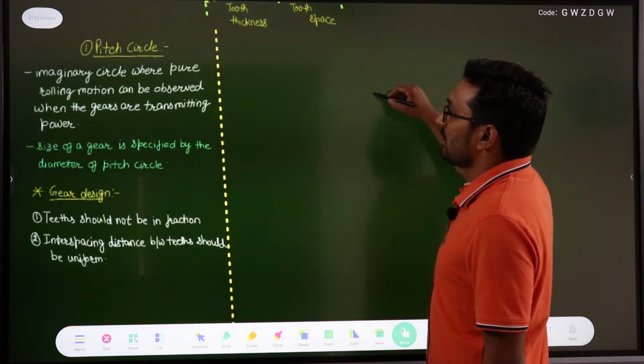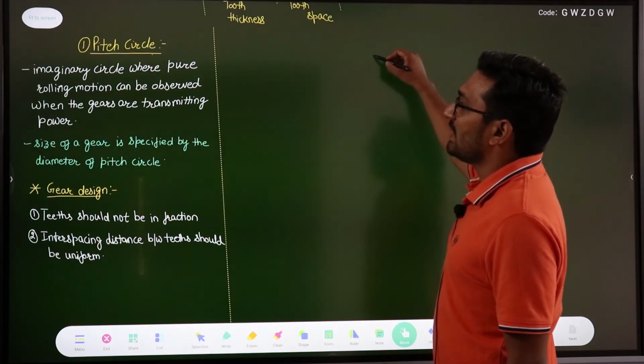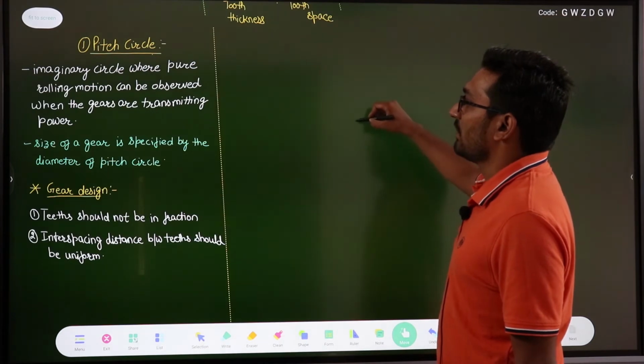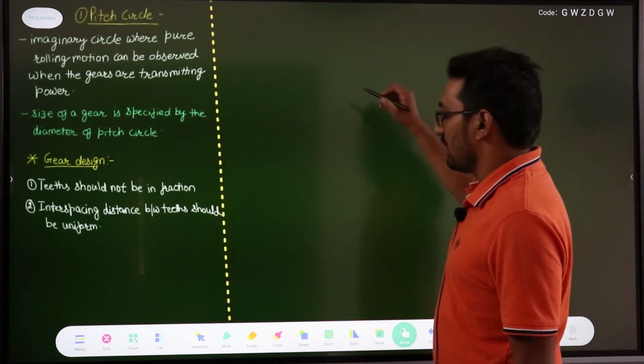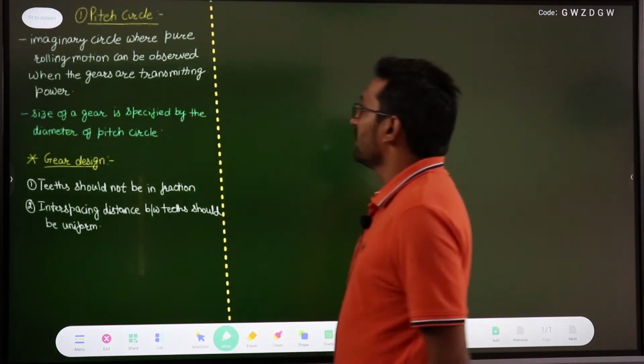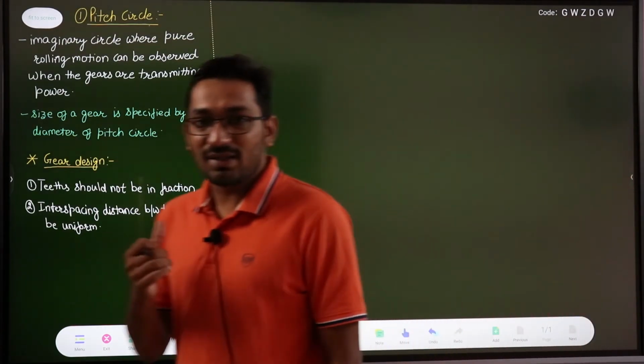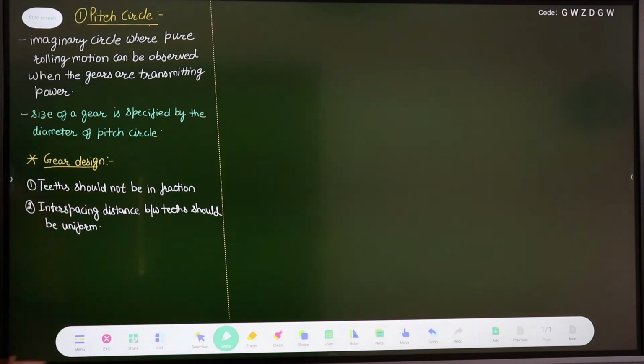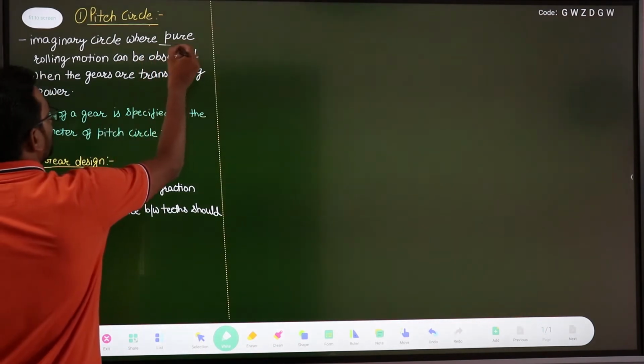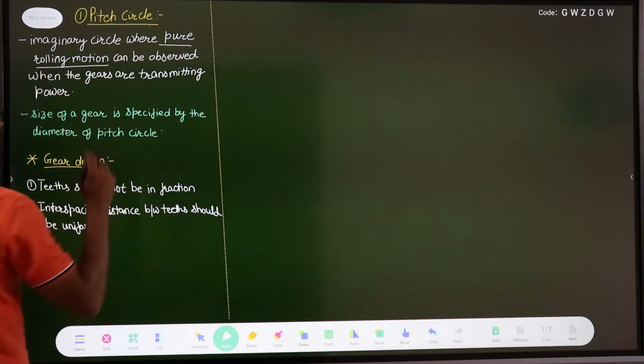Right. The most important circle in the gear design is your pitch circle. Now let us discuss the pitch circle first. The pitch circle is an imaginary circle. This circle does not exist in the gear, right. So this is an imaginary circle where pure rolling motion can be observed.